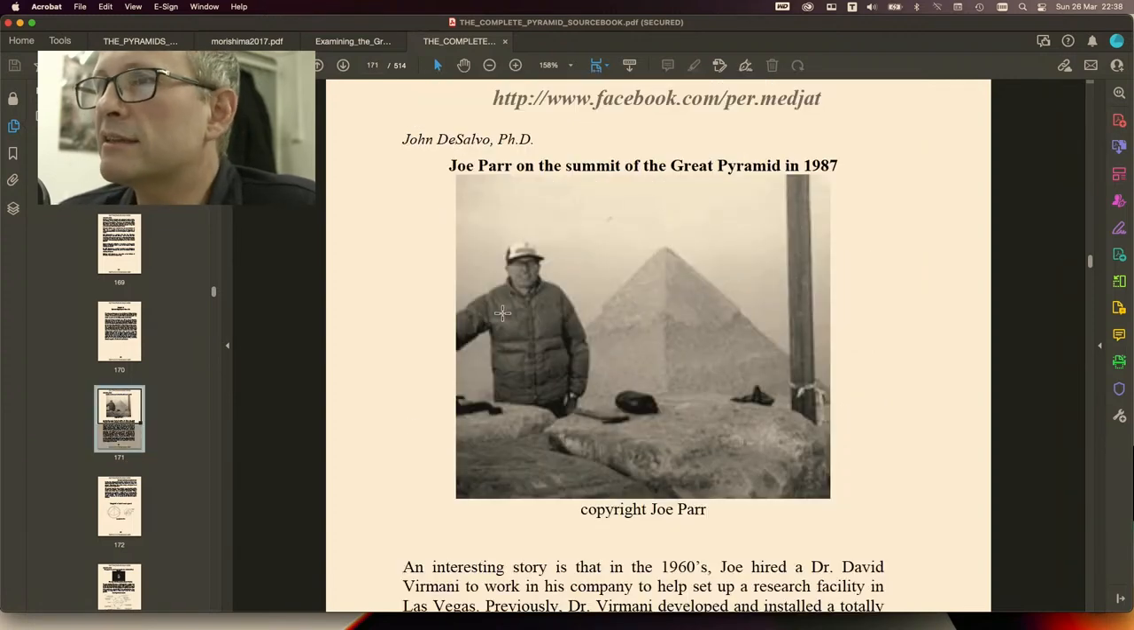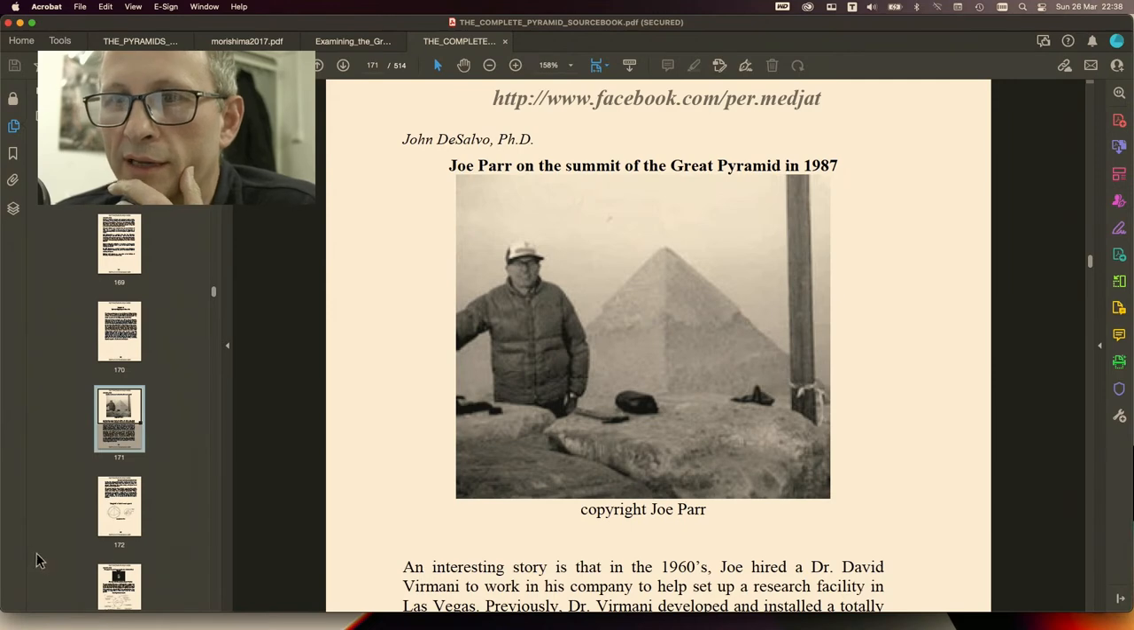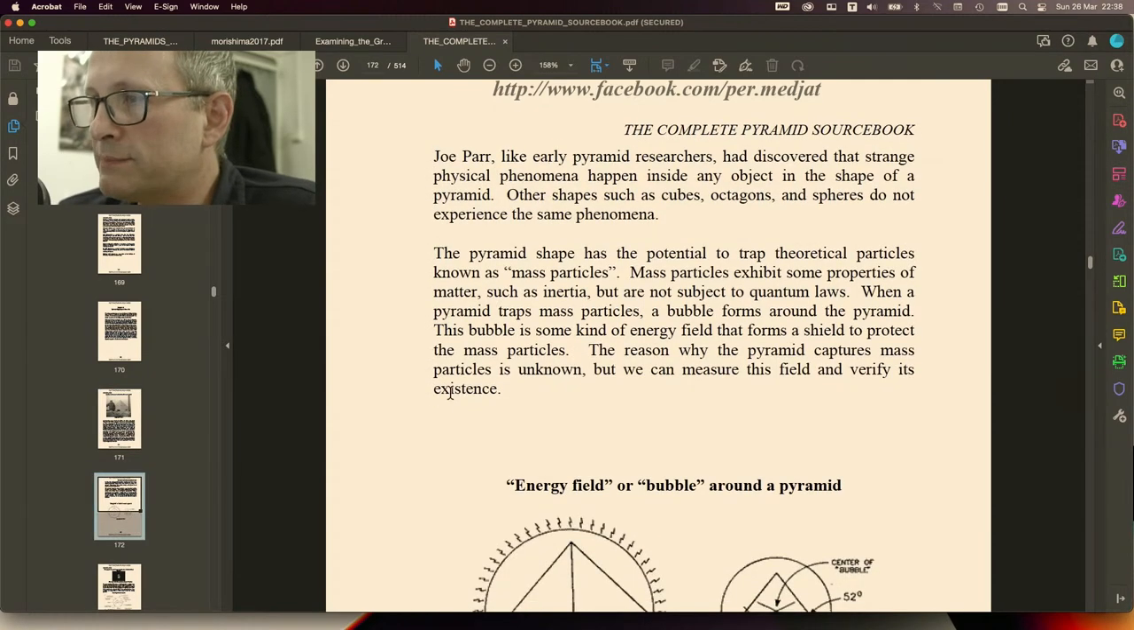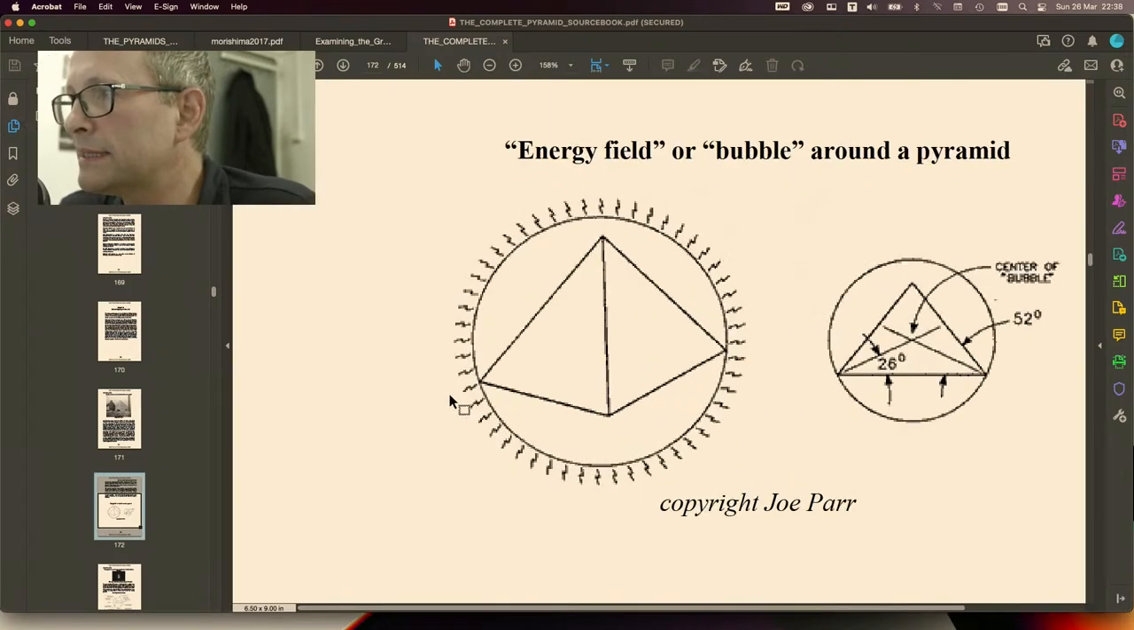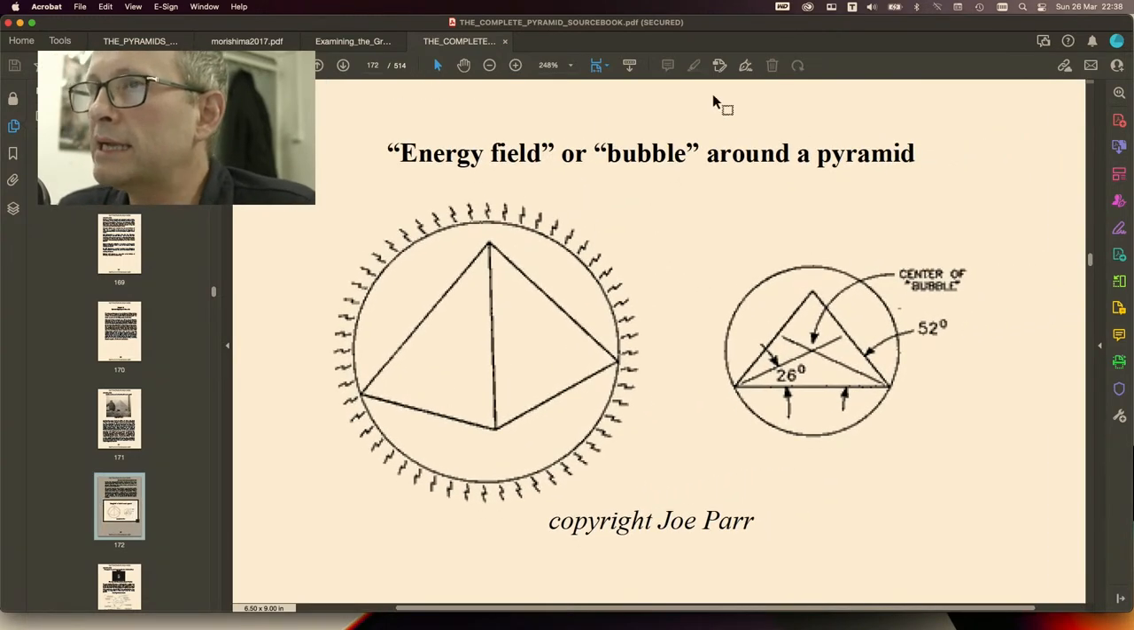And I came to this and I thought, Joe Parr, okay, so this guy apparently has been on the summit of the Great Pyramid. And I saw on the next page this. And I was a little bit taken aback. It says energy field or bubble around pyramid.